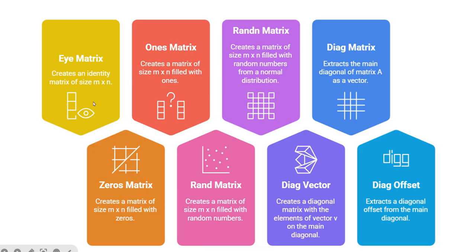So this is just a brush up. Here the I matrix will create an identity matrix. Then here it will create a ones matrix with all the elements ones. Random, that is the random normal matrix, the normally distributed matrix. Here it will create a matrix of m cross 1 with random numbers from a normal distribution. Then you have the diagonal matrix, zeros matrix, random matrix, diagonal vector, and diagonal offset.